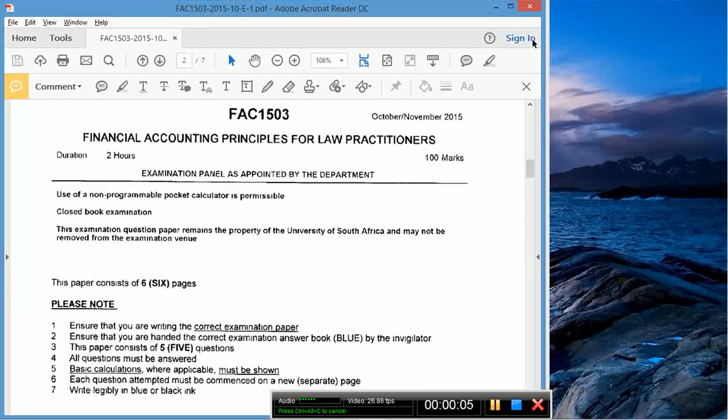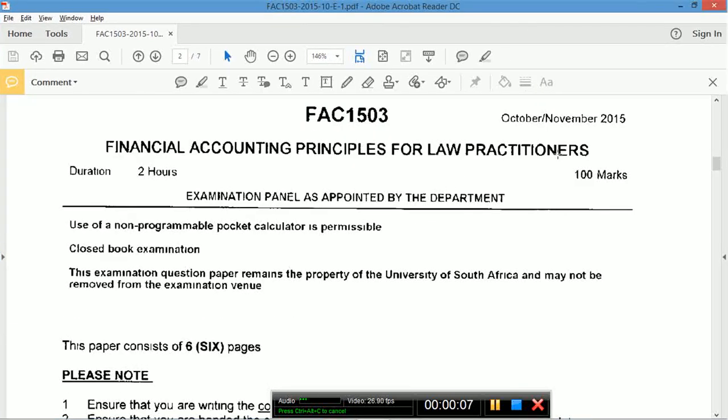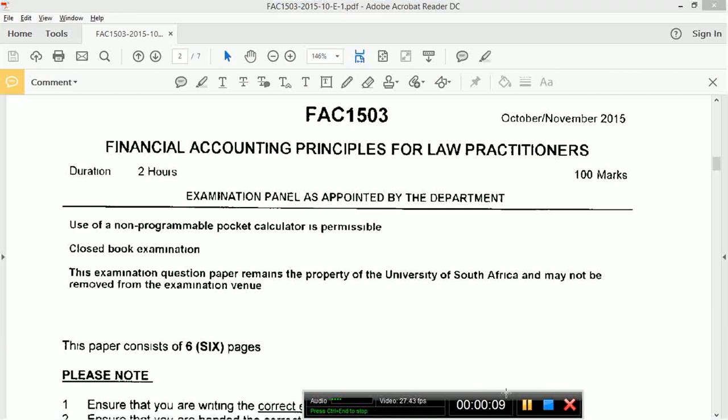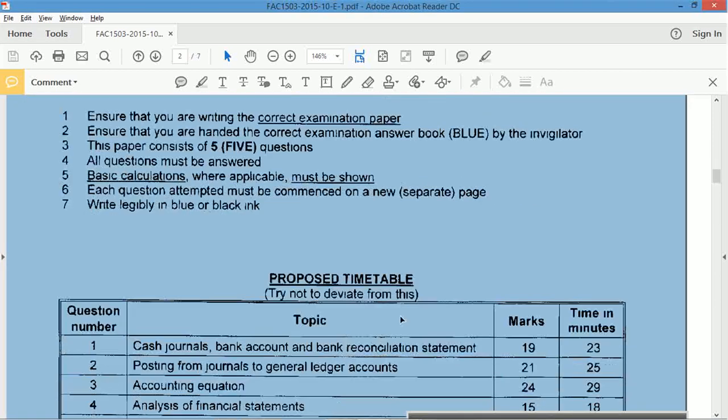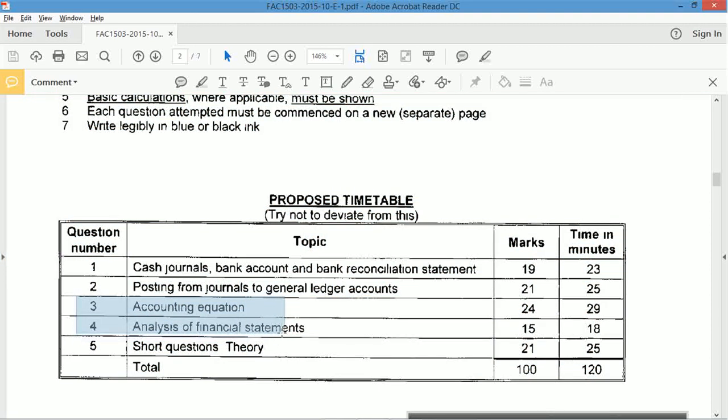Okay, so you guys have asked me to look at October, November 2015. We'll look at those questions. You wanted to go through these two: accounting equation and the analysis of financial statements. You'll see the accounting equation is out of 24 and the analysis out of 15. Remember, with analysis, you're going to need those equations. You know that one page in your textbook that has all the different equations? You need to make sure you study that going into the exam.